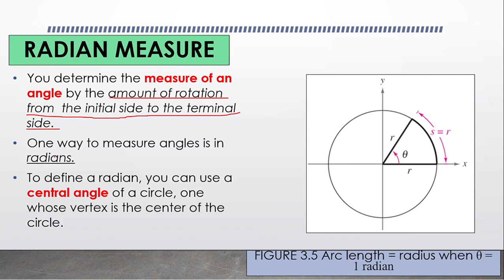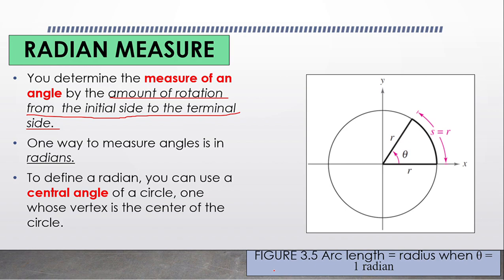Okay, so one way to measure an angle is in radians. To define a radian, you can use a central angle of a circle, one whose vertex is the center. So this is the vertex, and this is also the center of the circle.